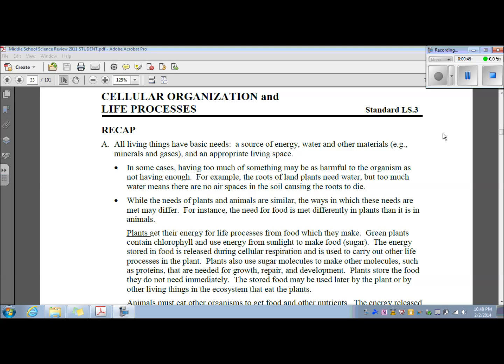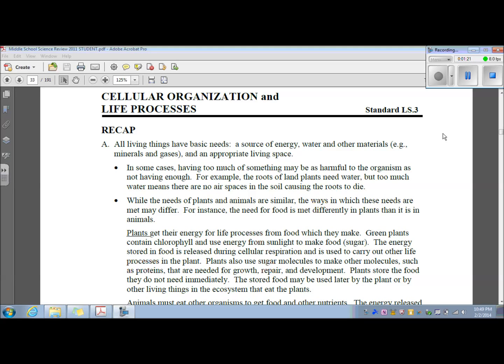Plants get their energy for life processes from food which they make. Green plants contain chlorophyll and use energy from sunlight to make their food, sugar. The energy stored in food is released during cellular respiration and is used to carry out other life processes in the plant. Plants also use sugar molecules to make other molecules, such as proteins, that are needed for growth, repair, and development. Plants store the food they do not need immediately.